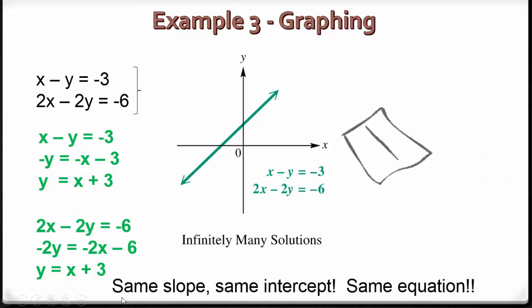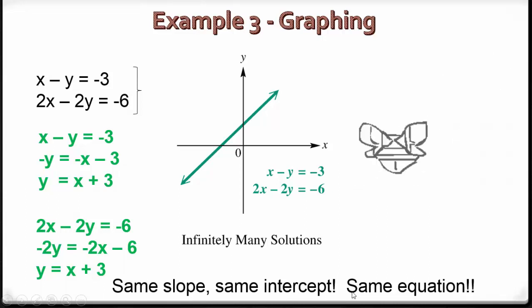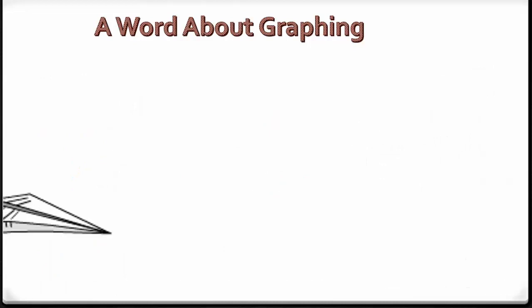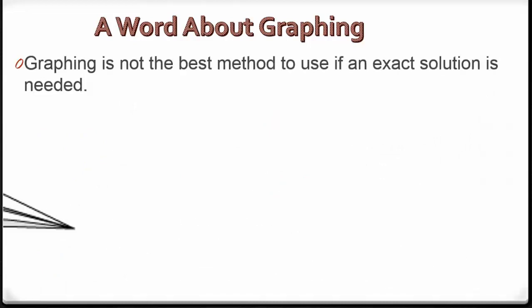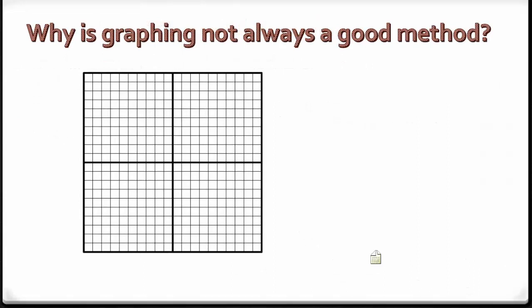So if you have a situation where they have the same slope, the same y-intercept, and they're the same equation, this means that they have infinitely many solutions. A word about graphing. Graphing is not the best method to use if an exact solution is needed. Graphing is often a good method to help solve contextual problems.